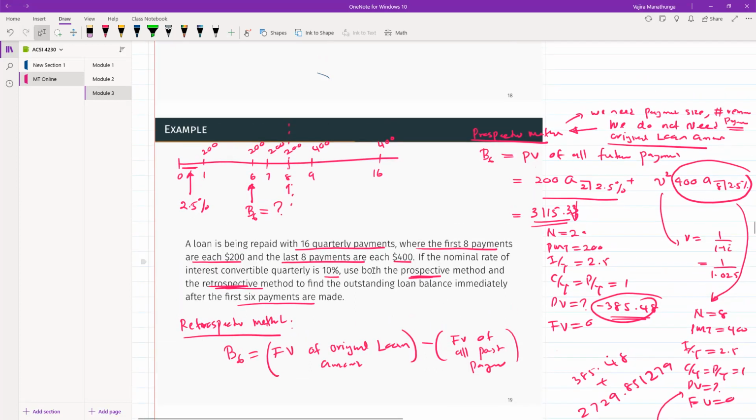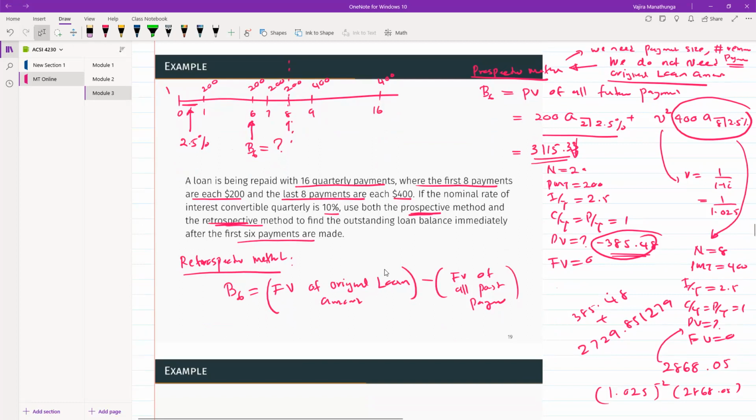So what does that mean? Let's say my original loan balance is B0. Then this means basically B0 times (1+i)^6 minus the future value of all past payments. So I made 6 payments, so 200 s-angle-6 at i equal 2.5. But the problem using this one is we need to know B0, what we really borrowed at the very beginning. So that quantity you need to calculate first.